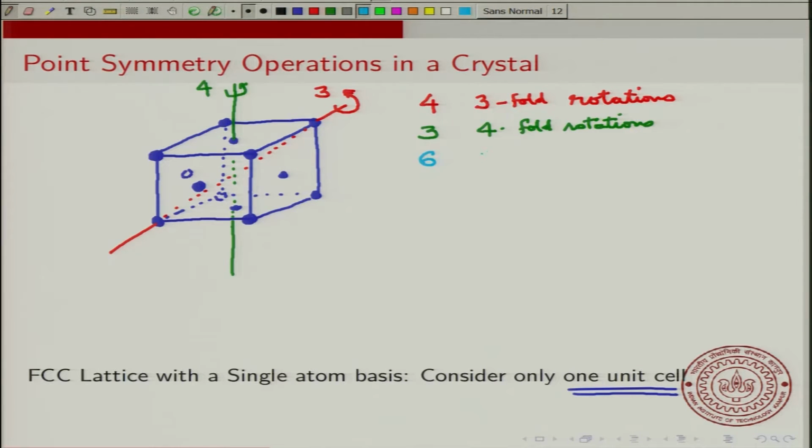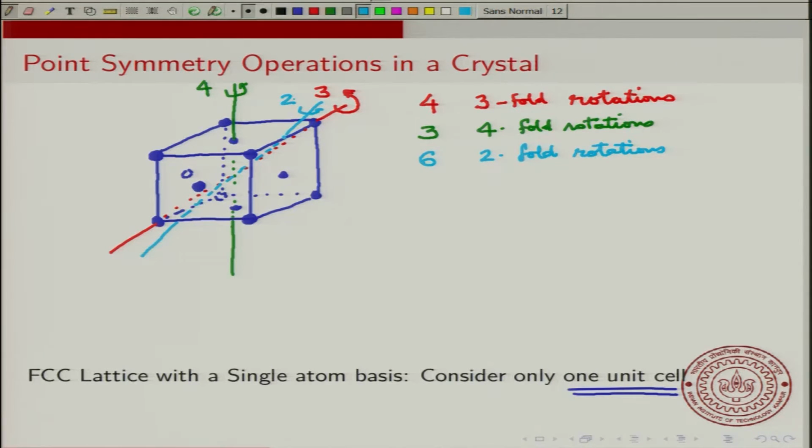the center of one edge to the center of the opposite edge. So that is a twofold axis of rotation, and you can easily see that if you rotate about 180 degrees about this, you will get an equivalent configuration. There are 6 of these. I am not showing all the 6, I am just showing one of them.